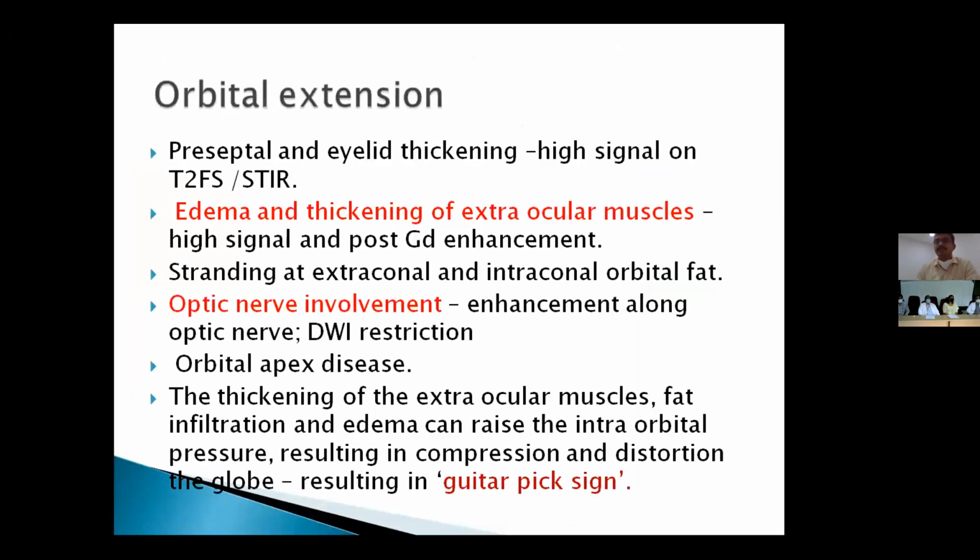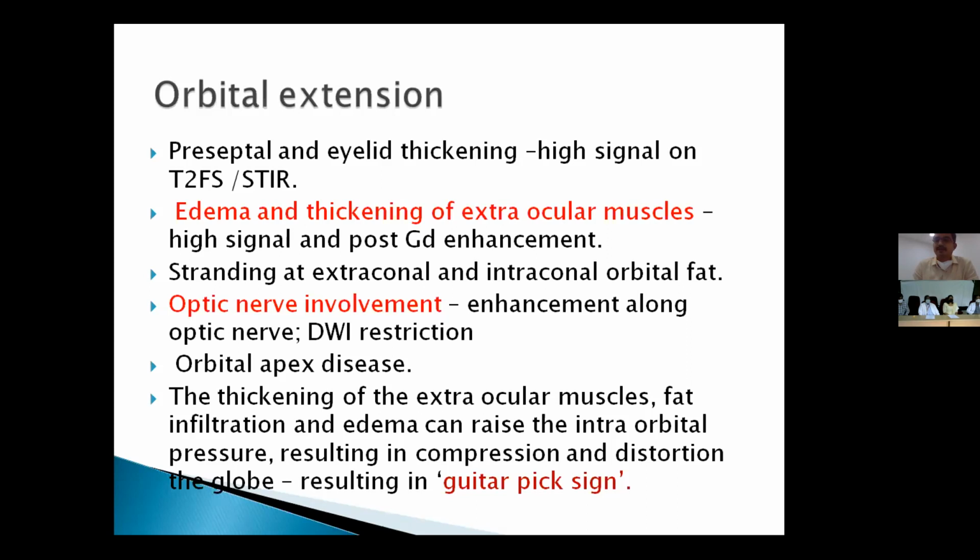Next is orbital extension. The earliest sign of orbital extension is preseptal and eyelid thickening. They will appear as high signals on T2 fat-sat and STIR sequences. Next is edema and thickening of the extraocular muscles. Involvement of the conal compartment will result in thickening of the extraocular muscles, commonly the medial and inferior rectus, because of their adjacent proximity to the sinus cavity. They are commonly involved compared to the superior rectus or lateral rectus muscle. They will appear hyperintense on T2 and FLAIR images and will show enhancement on post-contrast studies also.